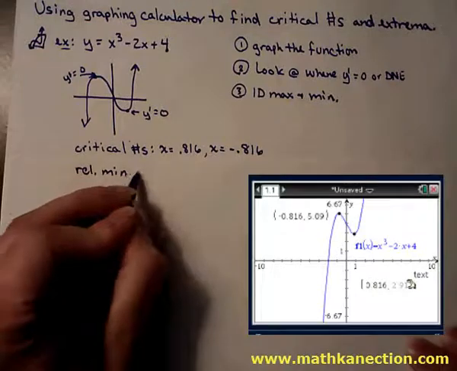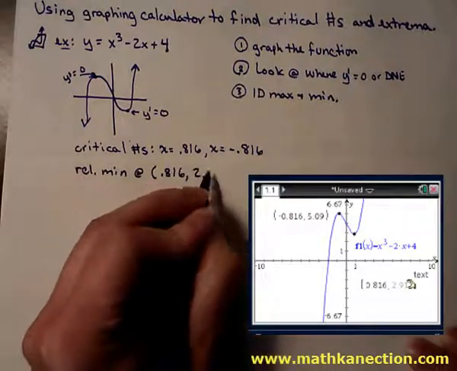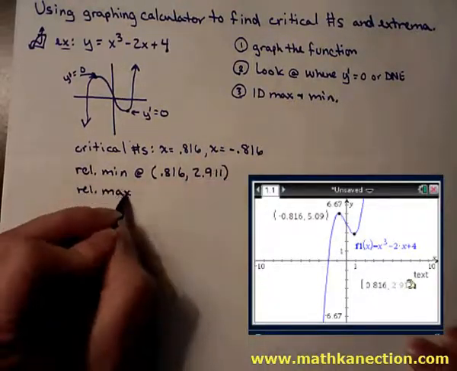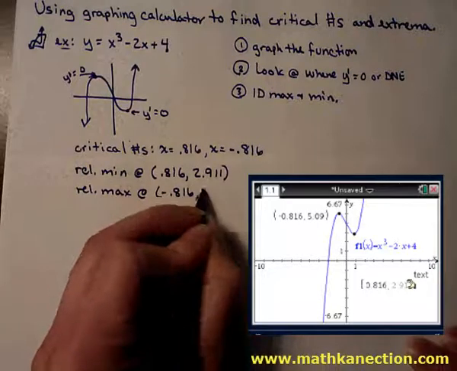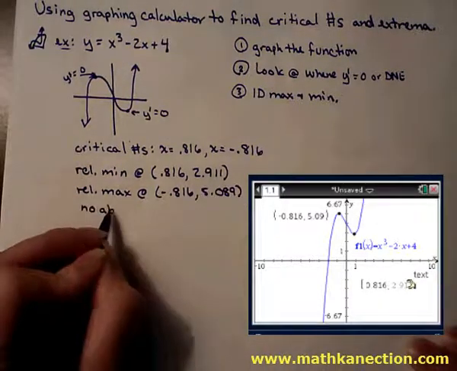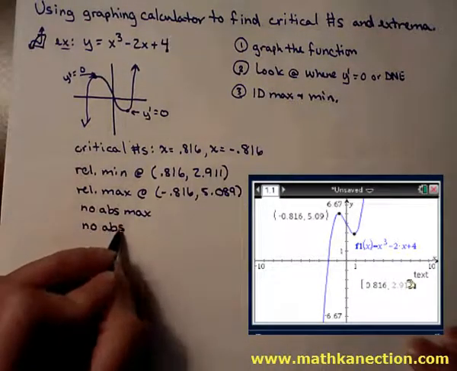So then just sketch a graph on your paper, identify the critical numbers, identify the relative max and the relative min. And noticing from the graph there's no absolute maximum and no absolute minimum.